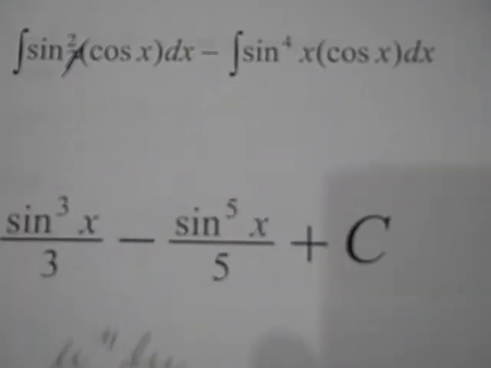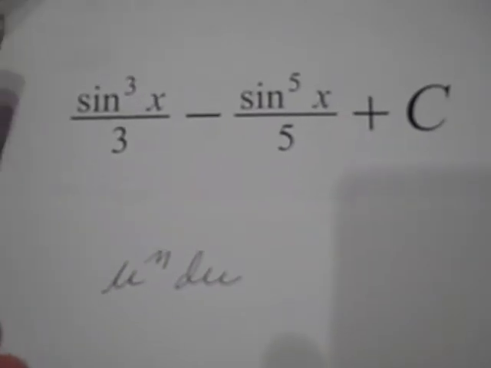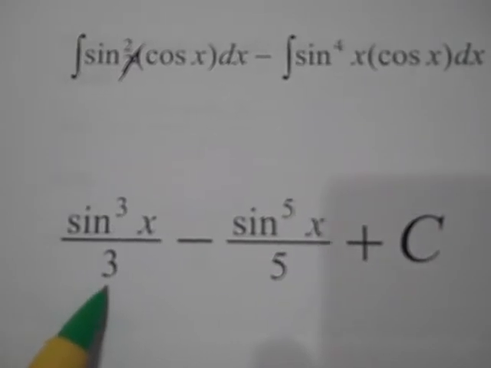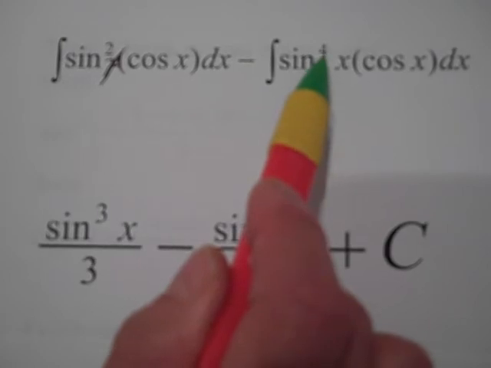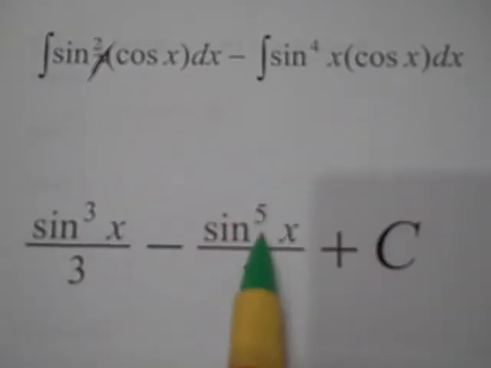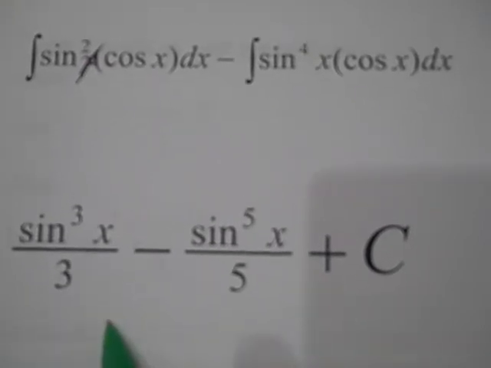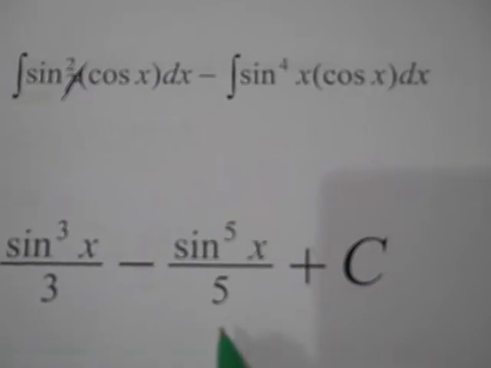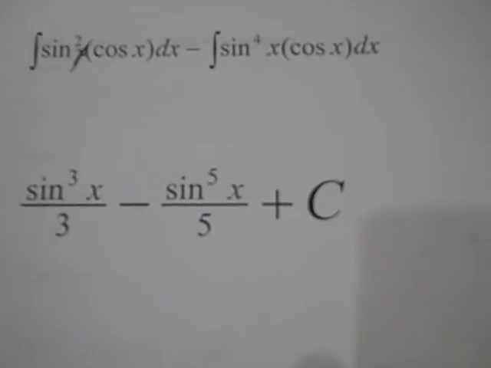So all I have to do here now is just use the u to the n du formula, and I increase the exponent by 1 on sine squared. That gives me sine cubed x. Same thing in the denominator. Bring my minus sign down. And then I increase the exponent on sine here, so 4 becomes 5, and I put the same thing in the denominator. So here's my answer on that original integral where I had the sine to an even power and the cosine to an odd power.